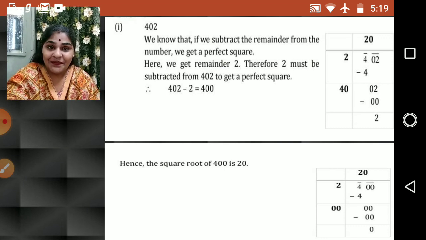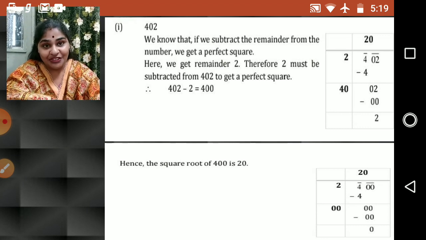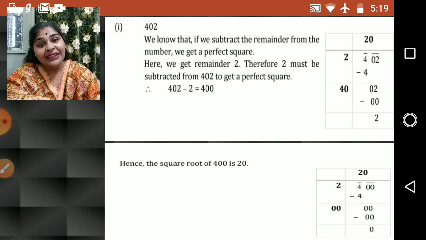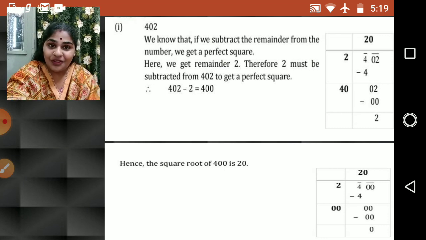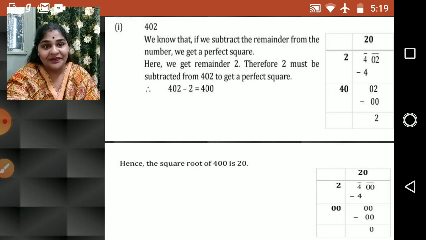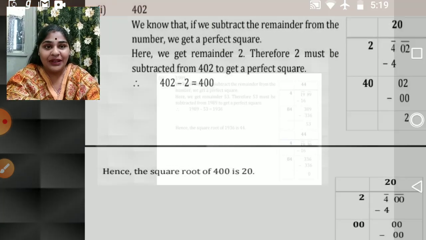So this is how you're going to find the least number which should be subtracted from the given number to make it a perfect square, and then find the square root of the number. Let us see one more.